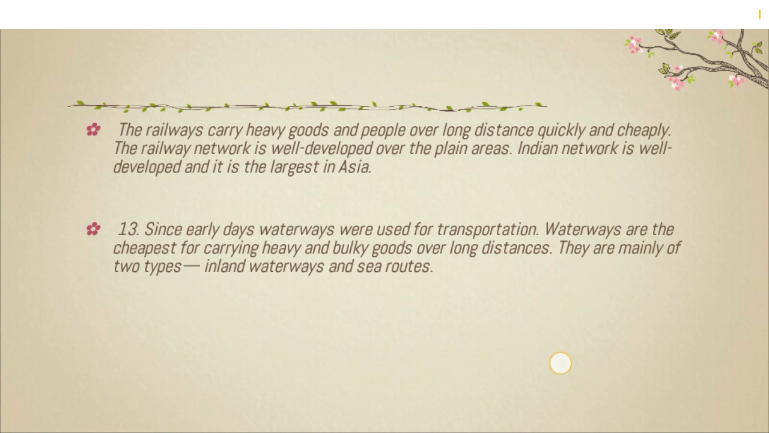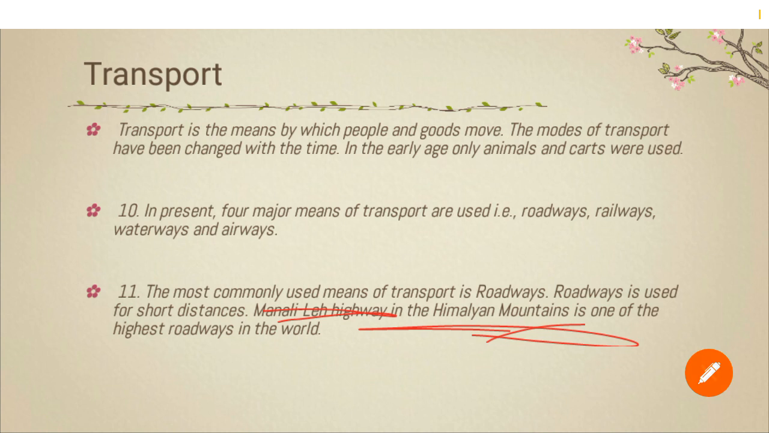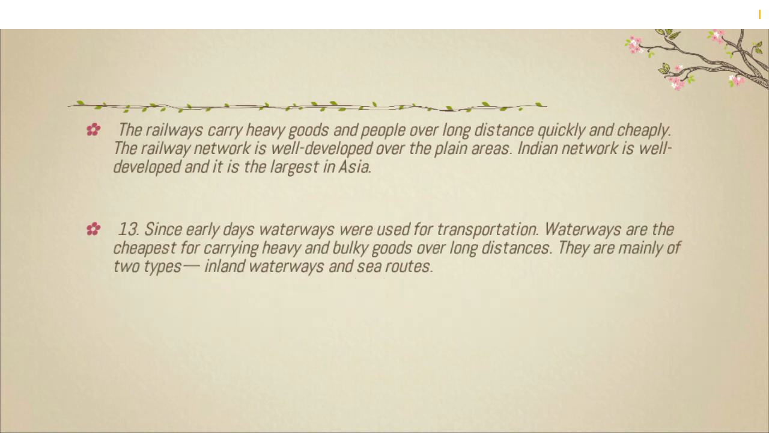So what does roadways do? Roadways is the most commonly used, and we prefer using roads for moving short distances. Like if we are staying in a city, if we want to go to our granny's house in a village, then we would prefer traveling through a road by any car or by any bus. Okay. Railways.